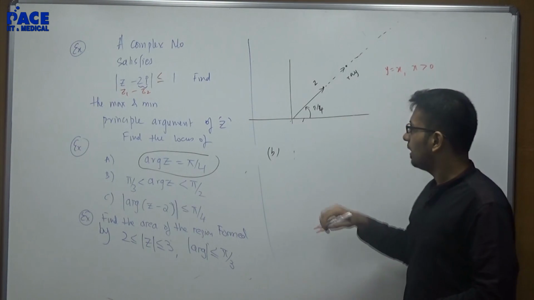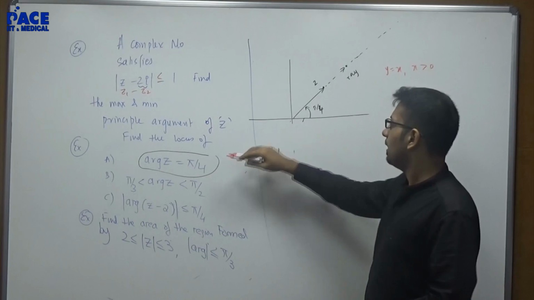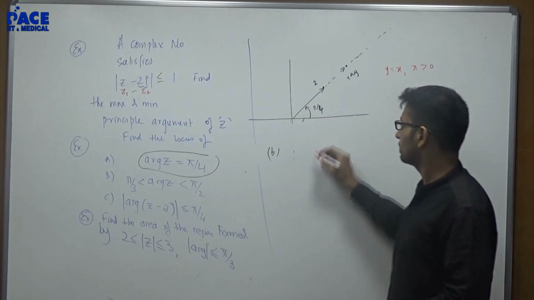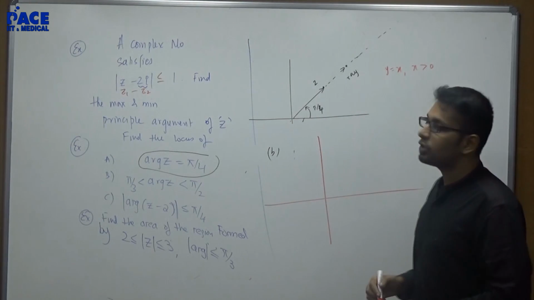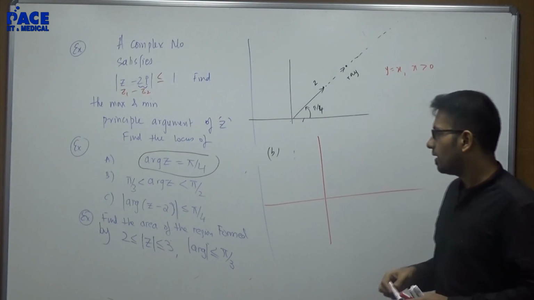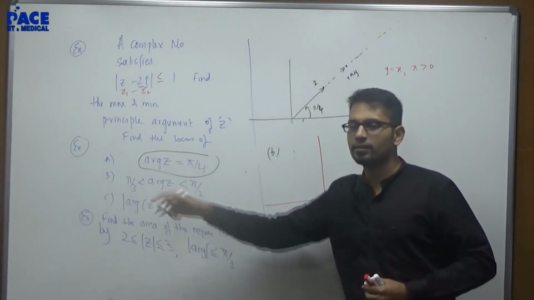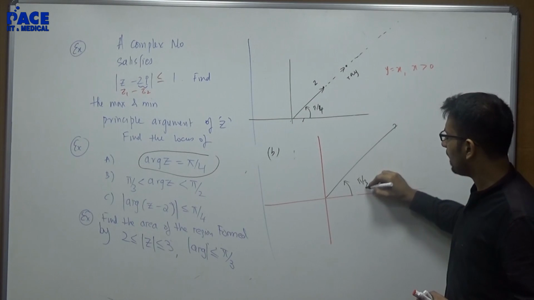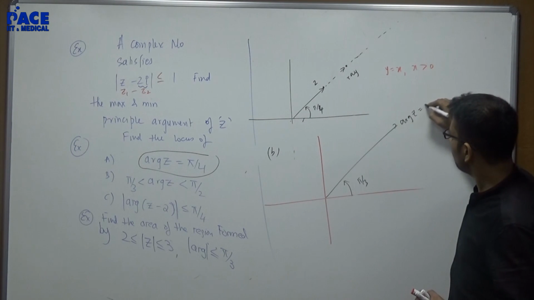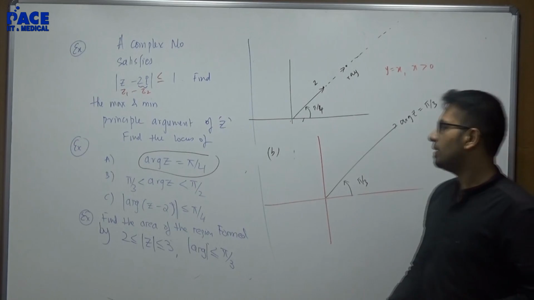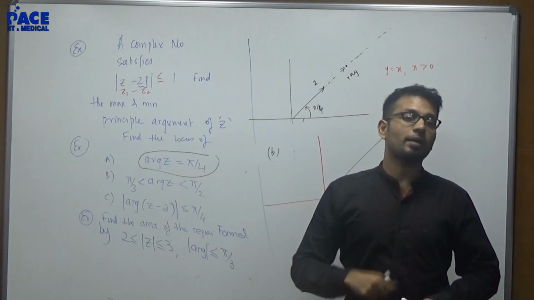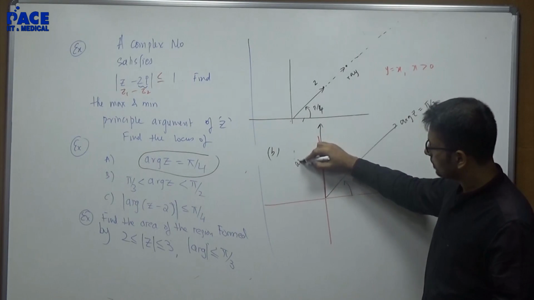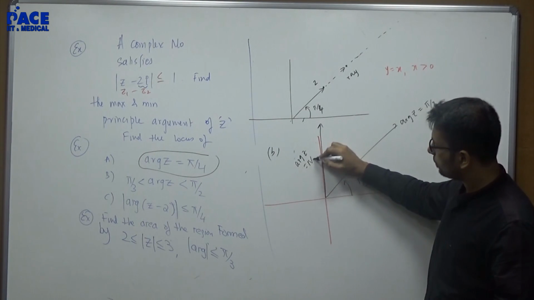Okay, now. Thank you, sir. Yeah. Now, what will this one be? We draw two rays. One is argument z equal to pi by 3. Okay, draw this pi by 3 angle. This is argument of z equal to pi by 2. Which one would that be? It will be like this, right? Argument of z equal to pi by 2.